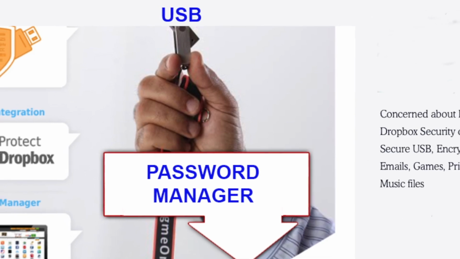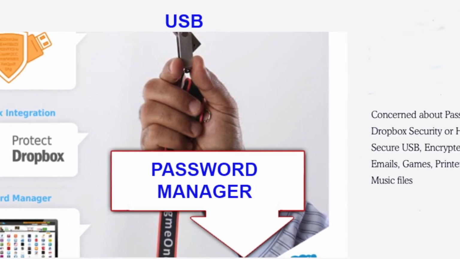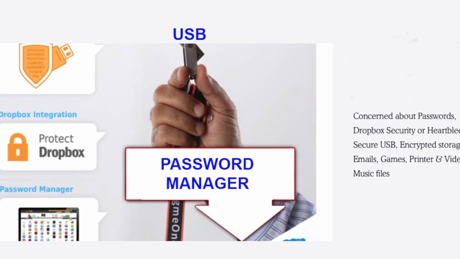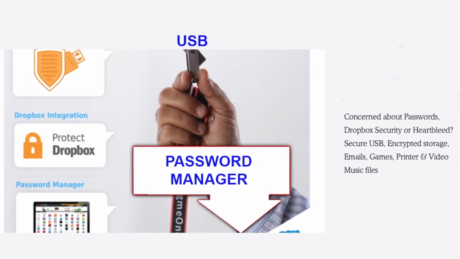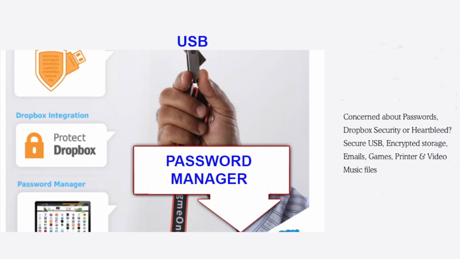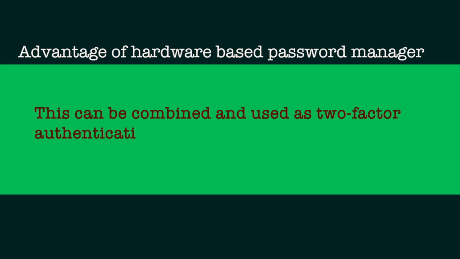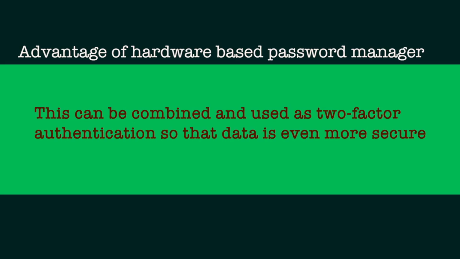So when you use those password managers which have a USB token attached to them, your passwords are saved on the USB token with encryption. When you move from your home PC to office PC, you can carry that token and use your passwords. Another advantage with a hardware token is that it can be combined as a two-factor authentication mechanism so that your data is even more secure.